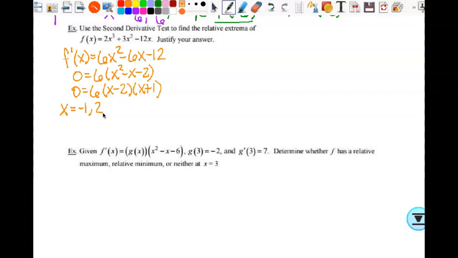Did I do something wrong? It's not a -6. Right here? Oh, crap, I did do something wrong. I could tell by the looks on your face that something wasn't right. I'm going to go positive 1 and -2.